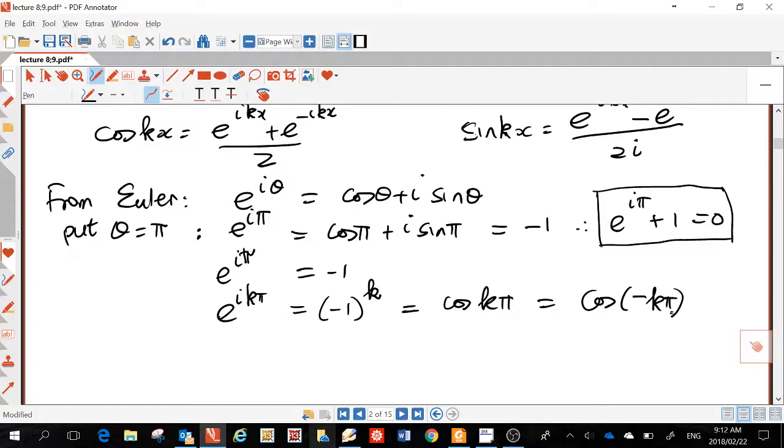What else? The other thing I wanted to point out before I plunge into the work is 1 over i. How can you simplify 1 over i? If you multiply the top and bottom by i, you'll get i over i squared. What's i squared? Minus 1, so you'll get minus i. So keep in mind that 1 over i is minus i.